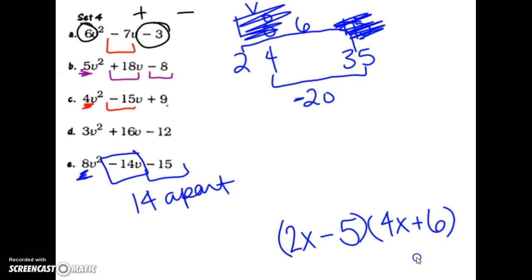So I wrote something wrong. This shouldn't be 6. This should be 3. It's like, uh-oh, something happened. Sorry. Did you catch that? Hopefully you did. There's my 3. I wrote the 6 from here. So 2 times 3 is 6. 5 times 4 is 20. Negative 14. Hope that's helpful.